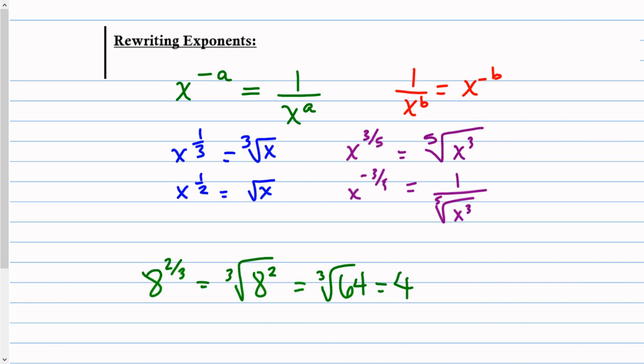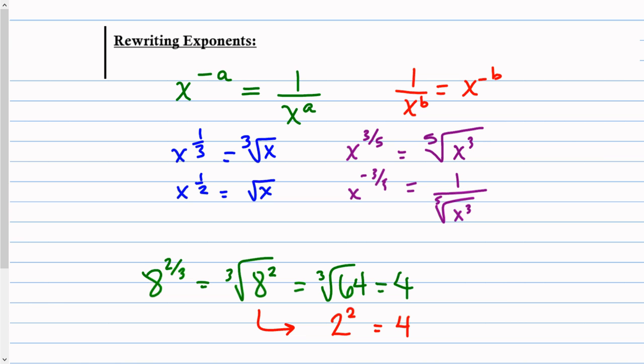If I do the same thing, but this time I cube root it first, and then I square it, I should get the same answer. So what is the cube root of 8? What number multiplied by itself three times gives me 8? Hopefully you're like, well, 2. So 2 and then squared is 4. So do whichever one is more convenient first. Sometimes some are.